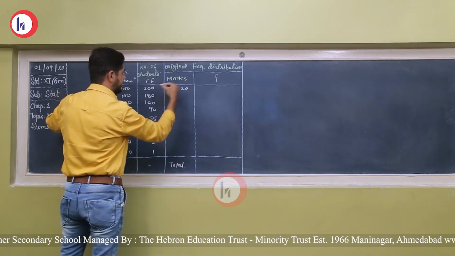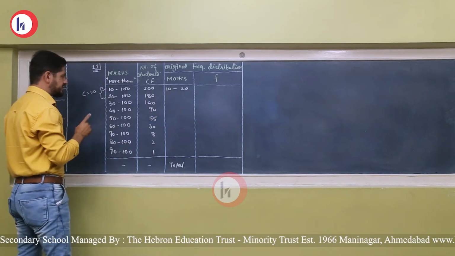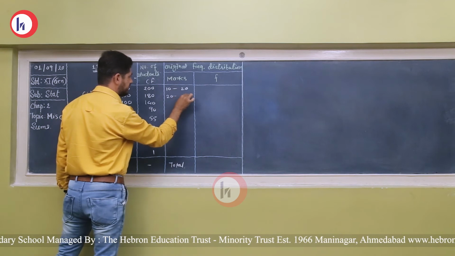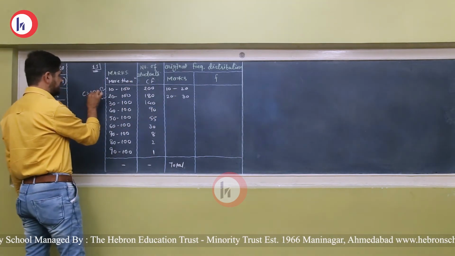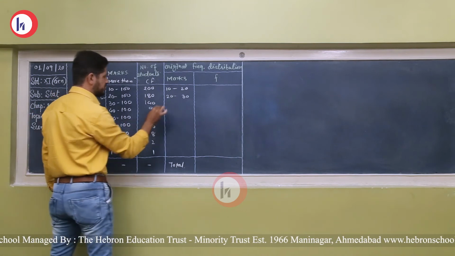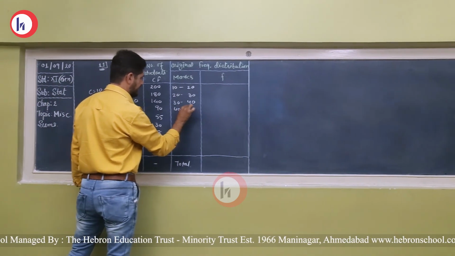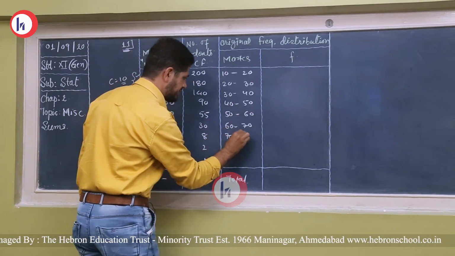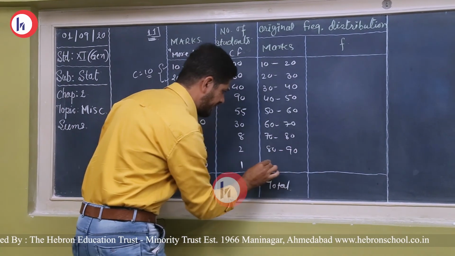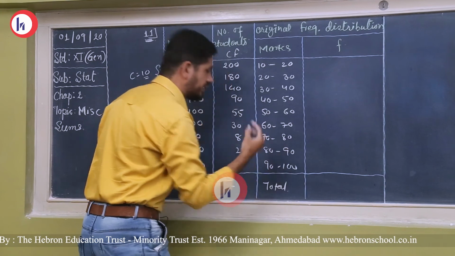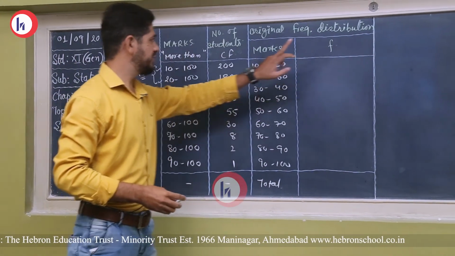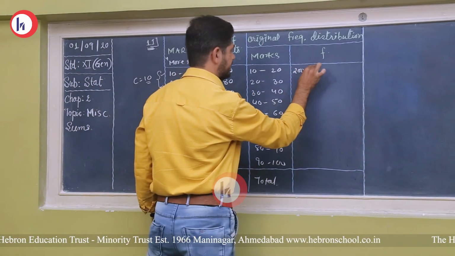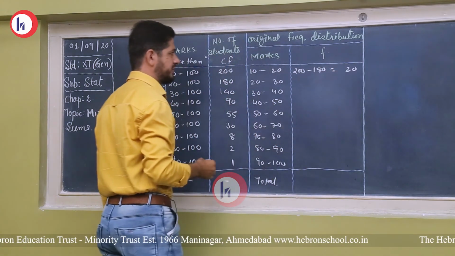Our first class will be 10 to 20. It is an inclusive type of frequency distribution. So the second one is 20 to 30. As we know that the difference is 10, we need to add 10 to each of the values. So 30 to 40, 50 to 60, 60 to 70, 70 to 80, and finally 90 to 100. Now to find the frequency, we need to subtract the succeeding value from the previous value. So the first value is 200 minus 180, which gives 20.